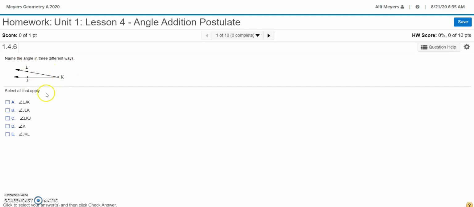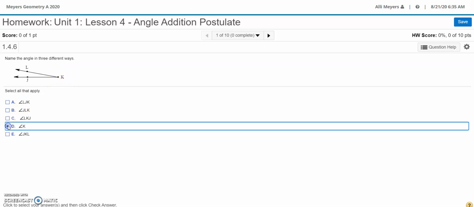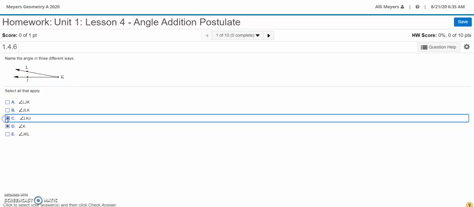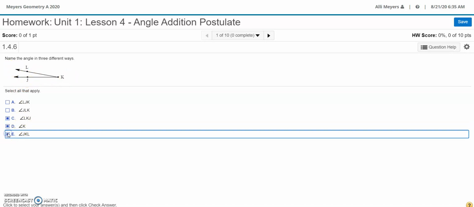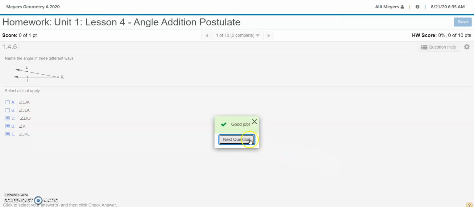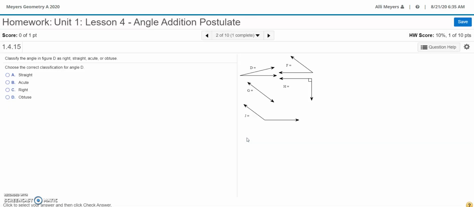If you have a single angle like this, you can just call it by the vertex letter. The vertex, the point, is K, so I can name this angle K. I can also name it using 3 letters. K has to be the middle one, so I could call it LKJ, or I could go the other way and say JKL. Those are the only 3 options. K has to be the middle letter. Go me.